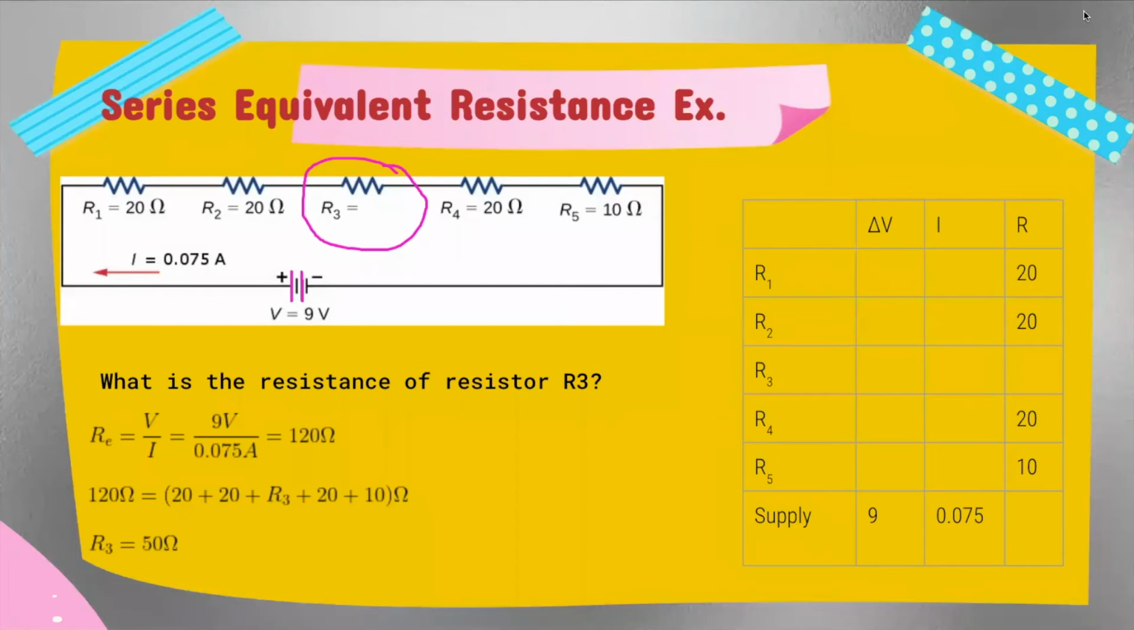When you look at it from a chart, your 9 volts total provides current, so you can use that to find your equivalent resistance being 120. So I'm dividing my 9 by 0.075 to find the 120. And since they're all in series, I know that these resistances need to add up to 120. So I can subtract to find R3. R3 has to be 50 because 20 plus 20 plus 50 plus 20 plus 10 is equal to 120.